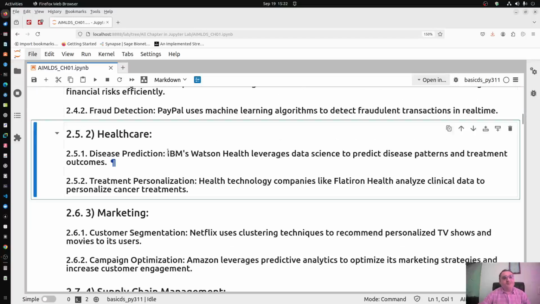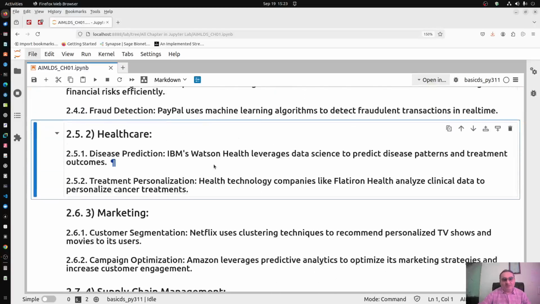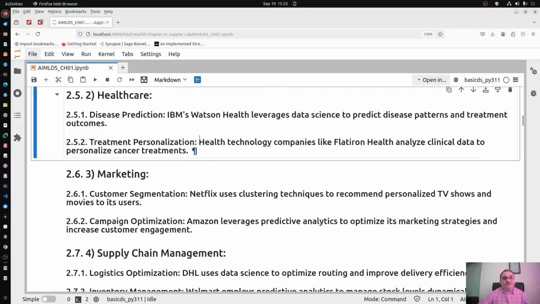Disease prediction. IBM's Watson model is the pioneer in healthcare analytics. They leverage data science to predict disease patterns, and also to decide treatment outcomes, or what the potential would be out of several treatments. Each treatment would give what potential outcome or prognosis, and that is decided by these disease prediction models. IBM Watson was mainly designed for cancer, but nowadays it is also used for many other diseases. Then treatment personalization. There are certain companies like Flatiron. They analyze the clinical data and personalize the cancer treatments.